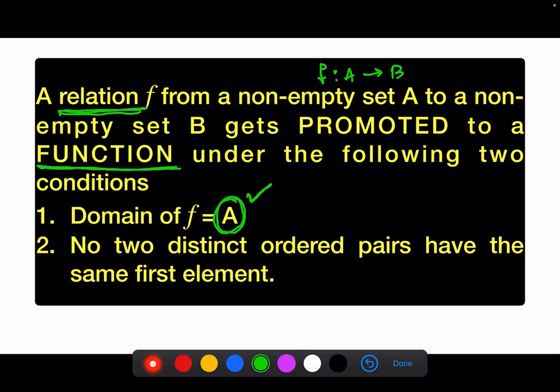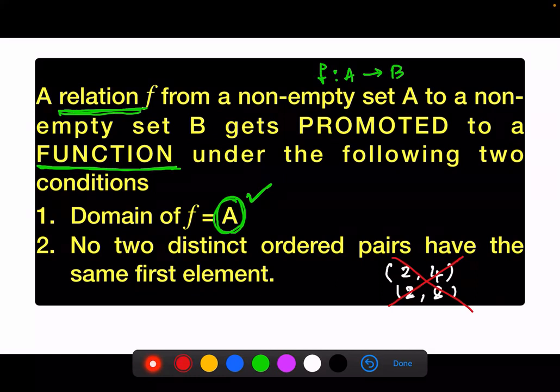So it is like saying that your input is the same, but you are getting different outputs. That is not allowed. You're getting it, guys? No two distinct ordered pairs have the same first element. So in your function, suppose I have 2 associated with 4, and then I have 2 associated with 8. This is not allowed, because your input is 2, sometimes your output is 4, and some other time it is 8. That is not allowed.